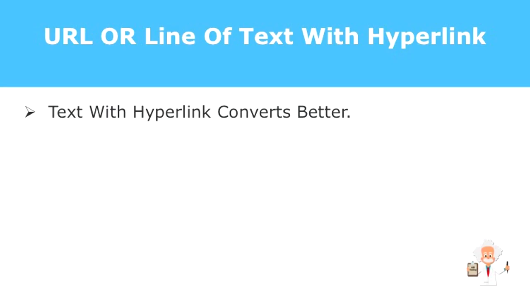URL versus line of text with hyperlinks. Usually, with plain text emails, the CTA is a simple line of text. It's highly recommended that you use a text link with a hyperlink instead of the direct URL, because not many people will understand that. When they see a hyperlinked text, they understand the message that this is a place to click to find out more about your product.